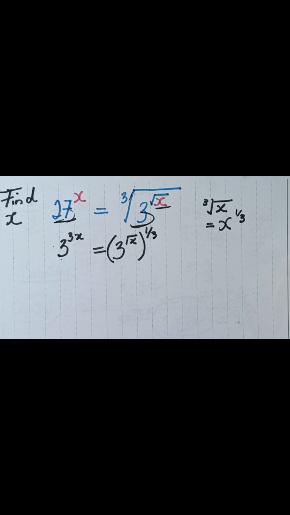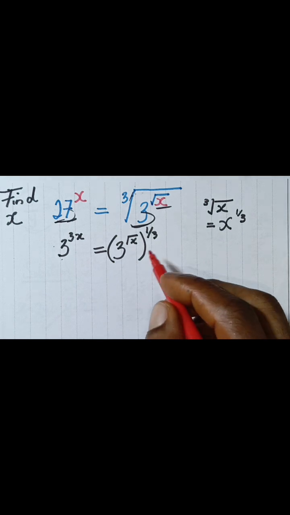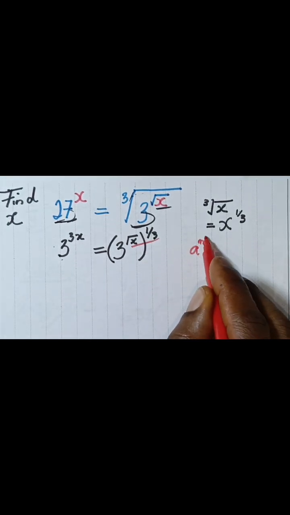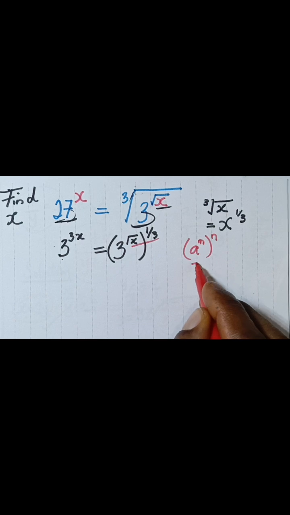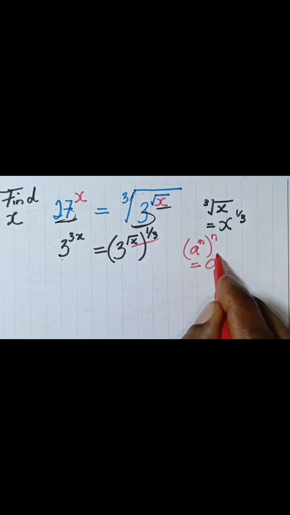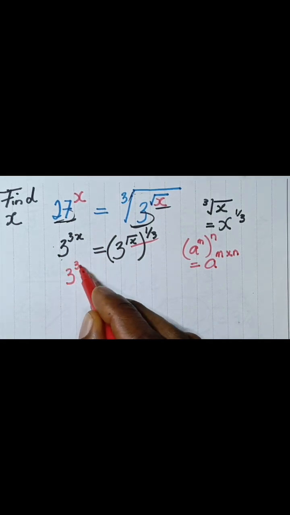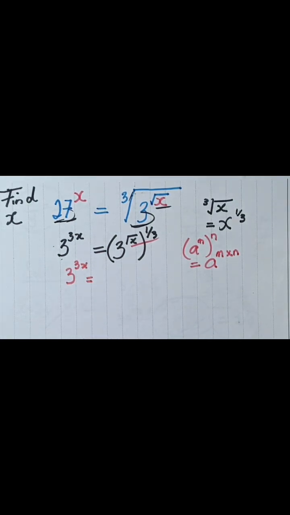Good. You observe that I would have to multiply the indices here. Since if I have a raised to the power of m, all raised to the power of n, this simply simplifies to give me a raised to the power of m times n. So I will adopt that here. So here I have 3 raised to the power of 3x to be equal to, are we there?